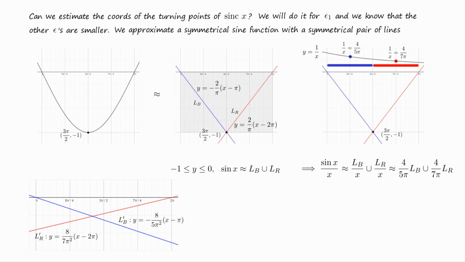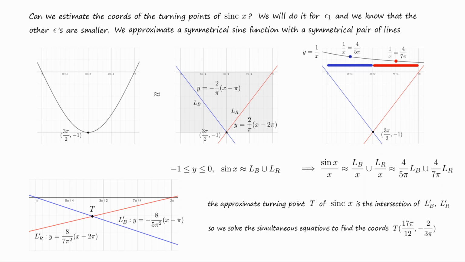Graphically, the approximation for sine x over x is shown here, with associated equations as shown. We see that the approximate turning point t of sinc x is the intersection of L sub b and L sub r. And because we have a linear approximation for sine x over x, we can solve L prime sub r and L prime sub b as simultaneous equations to obtain the coordinates of the turning point. And if we do so, we find that t has coordinates 17 pi by 12, -2 over 3 pi.